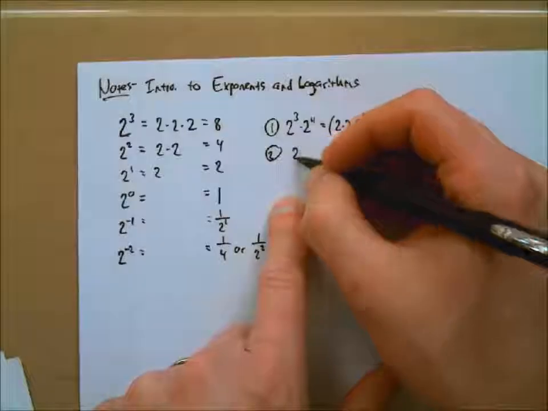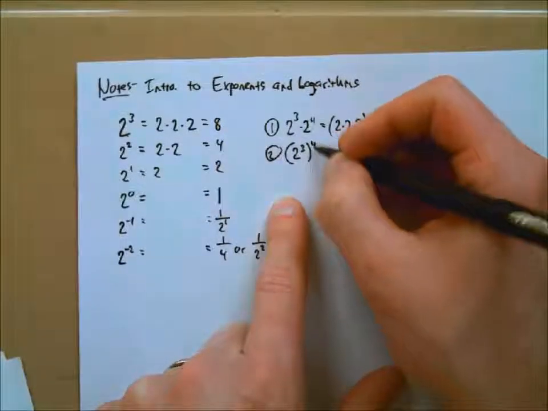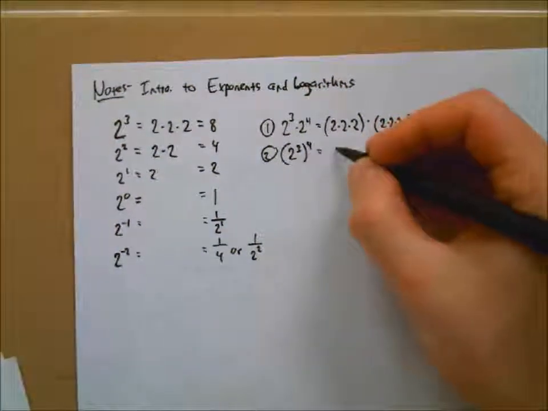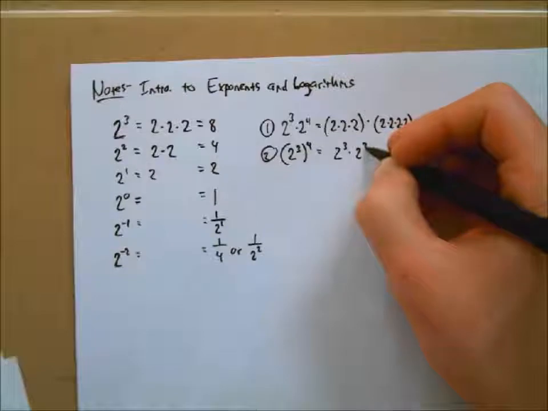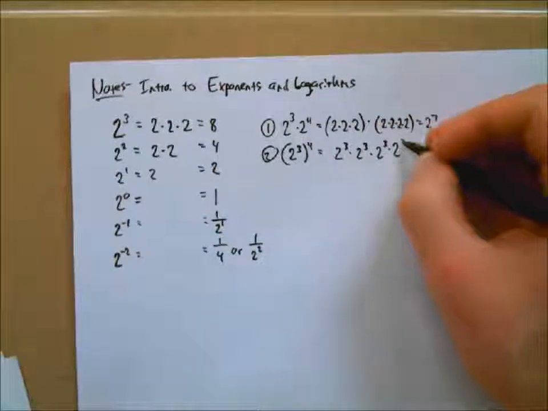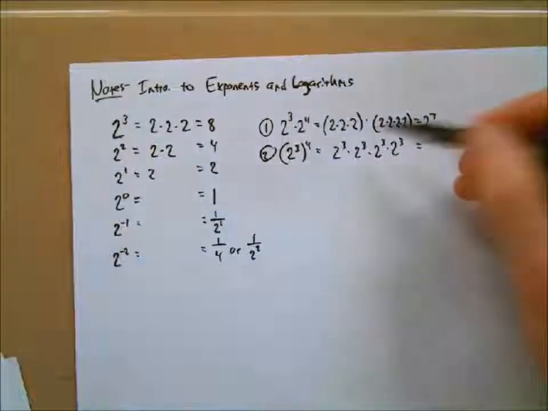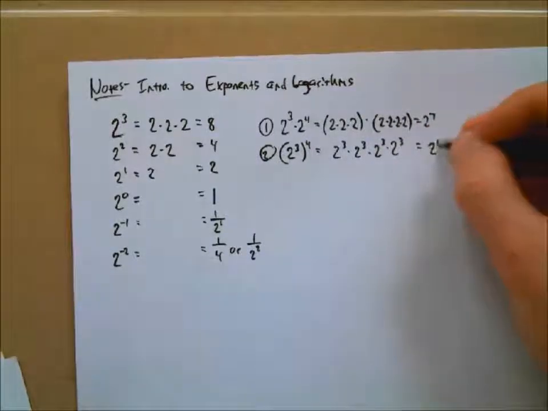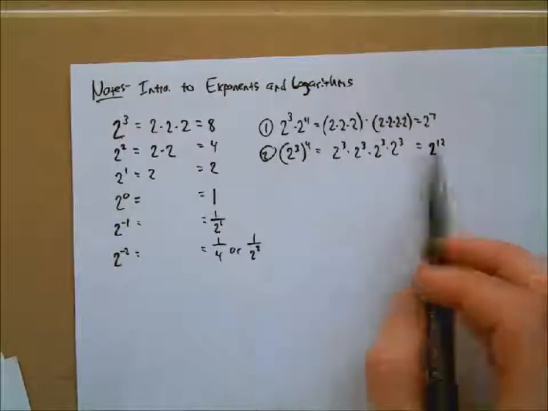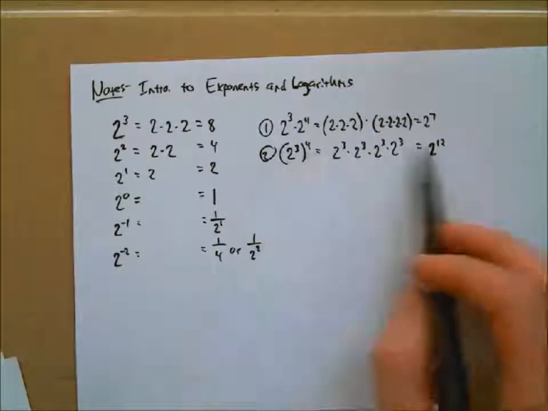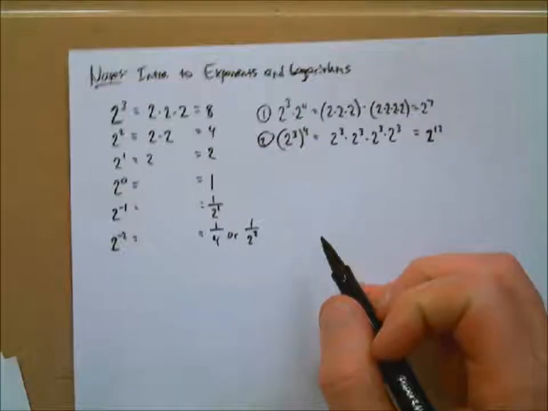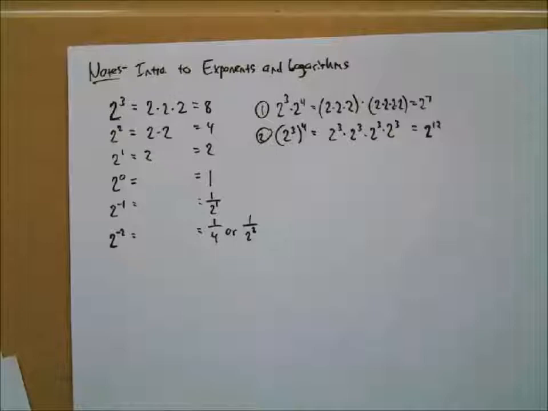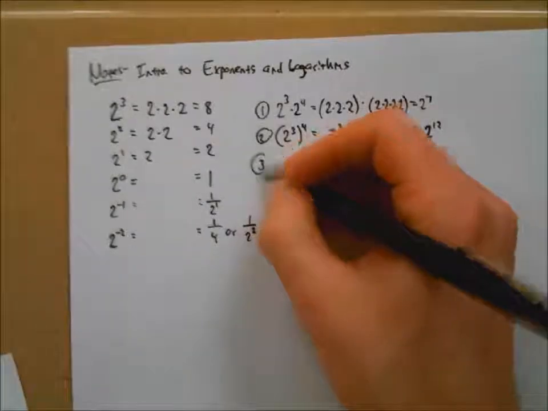Likewise, if I take 2 to the 3rd and raise it to the 4th power, well, that's 2 to the 3rd times 2 to the 3rd times 2 to the 3rd times 2 to the 3rd, right, which is 3 plus 3, 6 plus 3, 9 plus 3, 12. It's 2 to the 12th. But of course, what's the shortcut we can take to get from here to here? Multiply the powers, right? When you have a power raised to a power, you're multiplying because of that repeated multiplication.